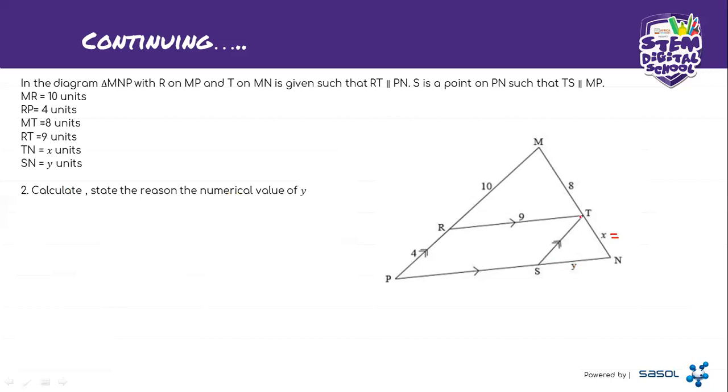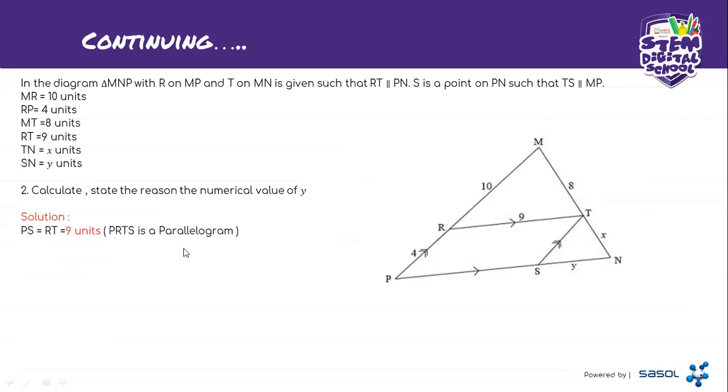Then you agree with me that we also have another triangle, which is NPM, and TS. You can see this TS is parallel to this side MP, meaning this side is equal to this side in terms of ratios, right? They are equal. Then it's going to be possible for us to calculate the value of Y. Let's see how we do that.